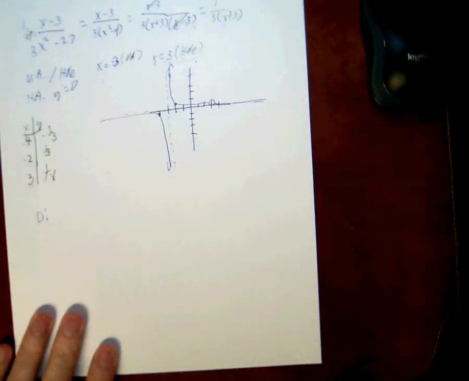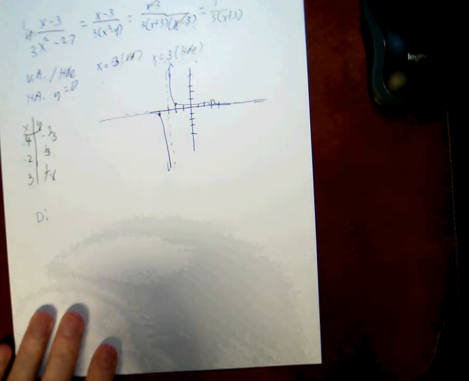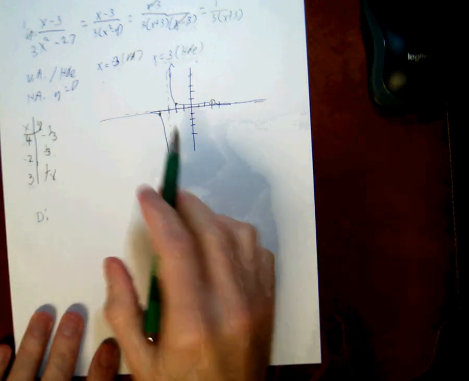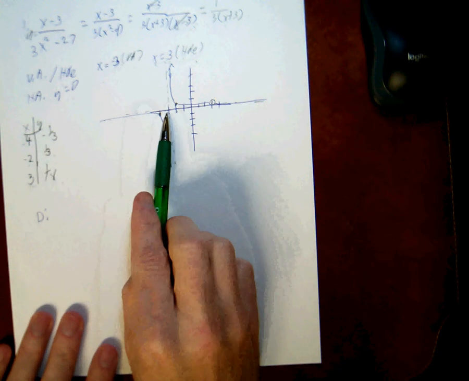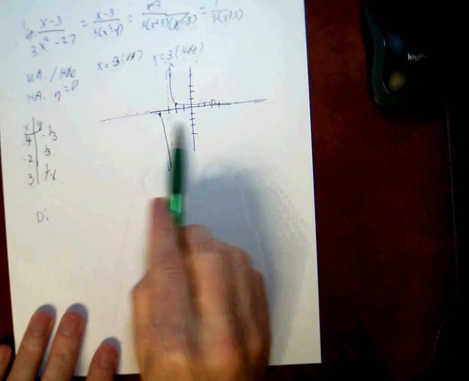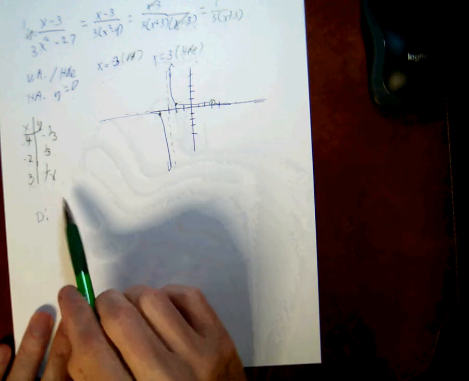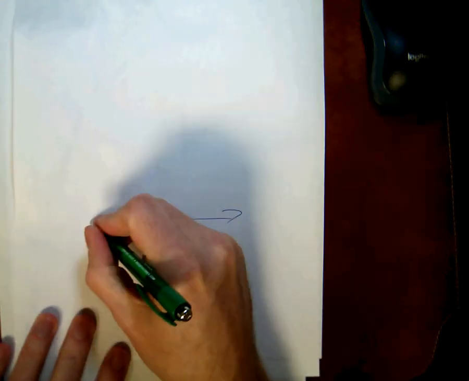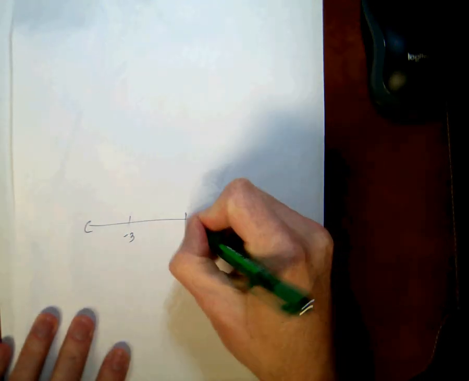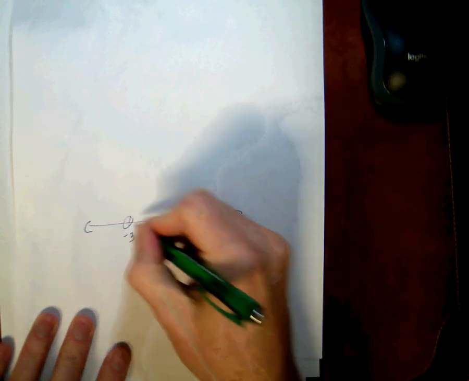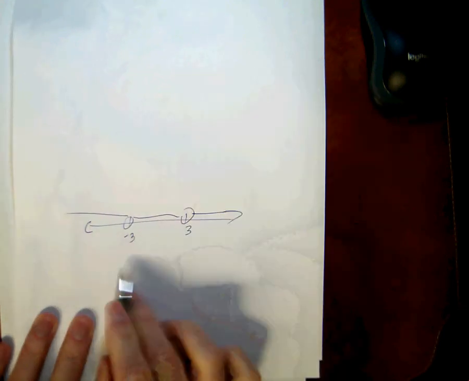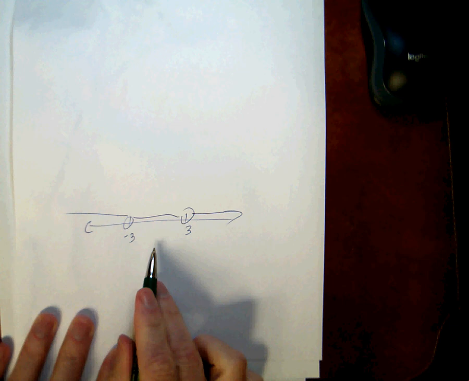Right? Now your domain, those are places, those are legal x values. And if you look, we have an issue at negative 3 and positive 3. Those are the two places we have issues. So if you think about it, if I have an issue at negative 3 and positive 3, this is what we have to say in interval notation.